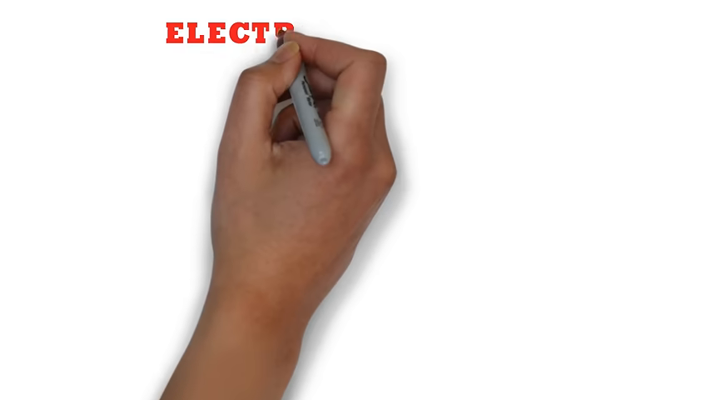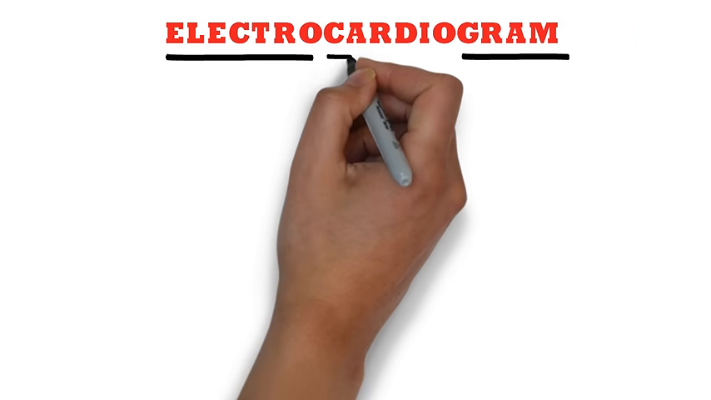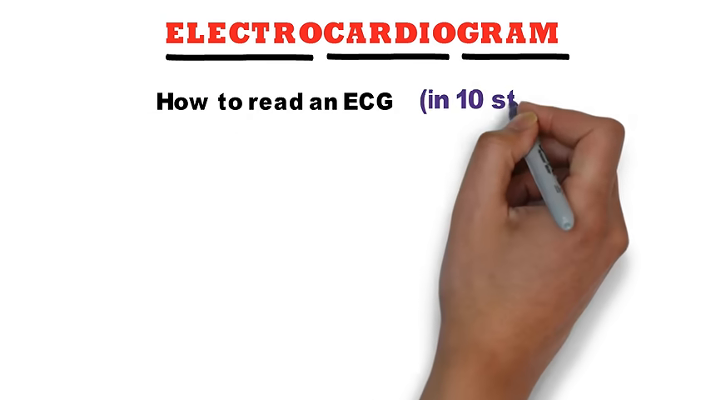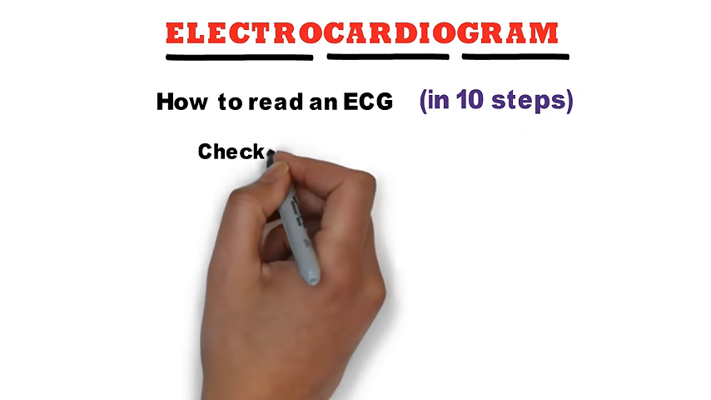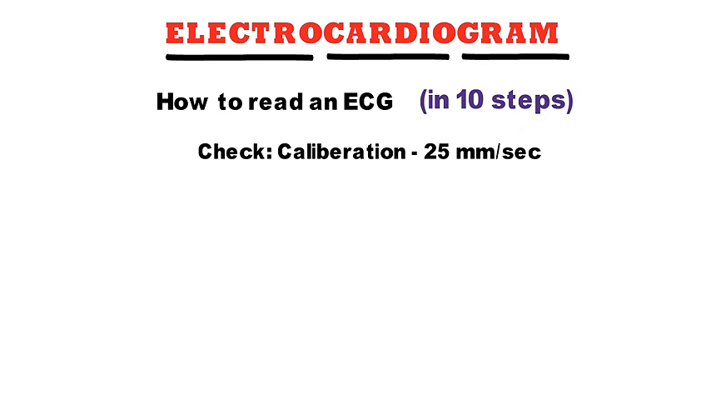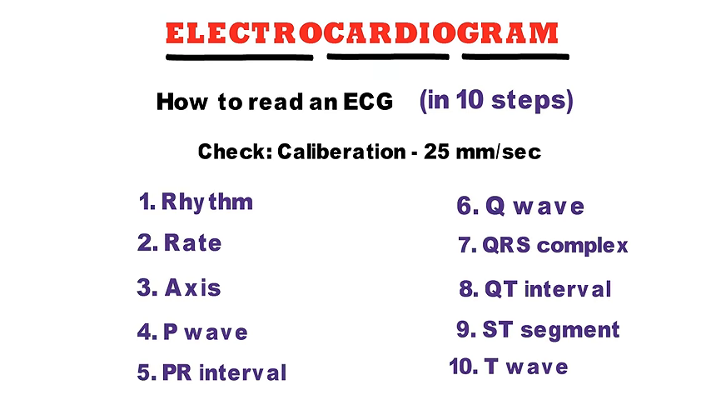So let's start. ECG or electrocardiogram. It is the graphical representation of electrical activity going on in the heart. Now how to read an ECG in just 10 steps. Before that, we need to check the calibration or speed of the machine, which is normally set at 25 mm per second. In most of the books on ECG, first step is to calculate rate.